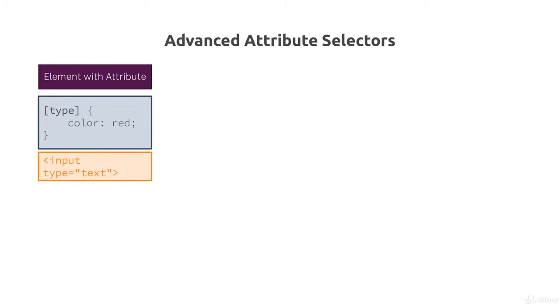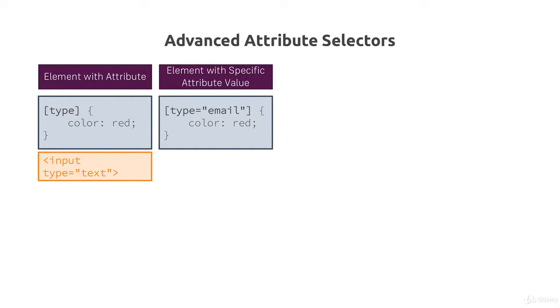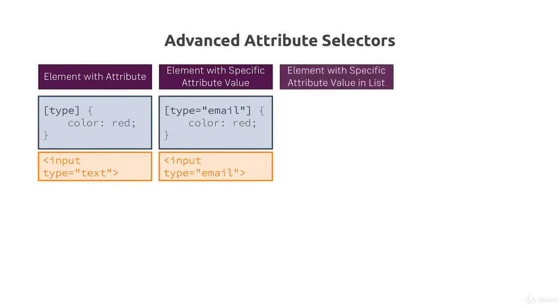Now, we can do more than just select with just the attribute. We can also restrict the set of found elements that have this attribute. For example, you could say, we only want to select an element or elements with a specific attribute value. So the type attribute, for example, should not just be set, it should also be equal to email. So this would, for example, select all inputs which are of type email, but not the ones which are of type password or text.